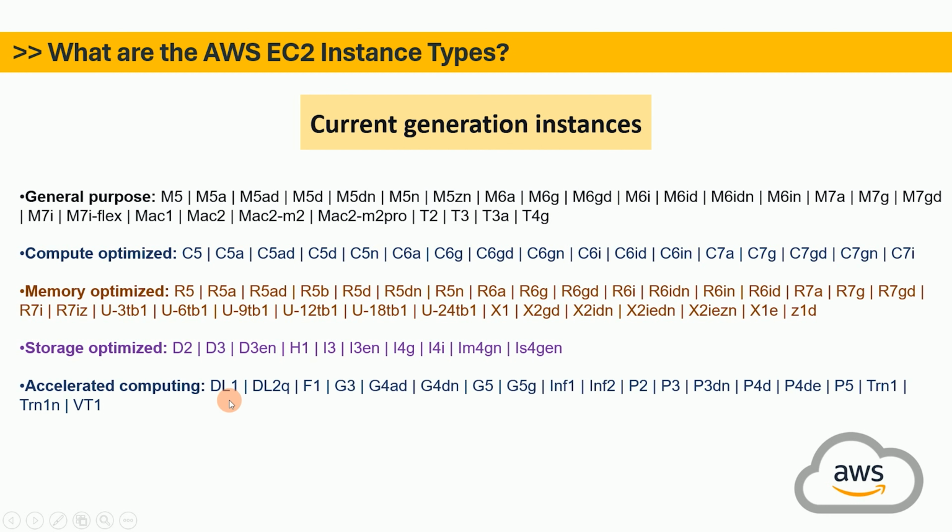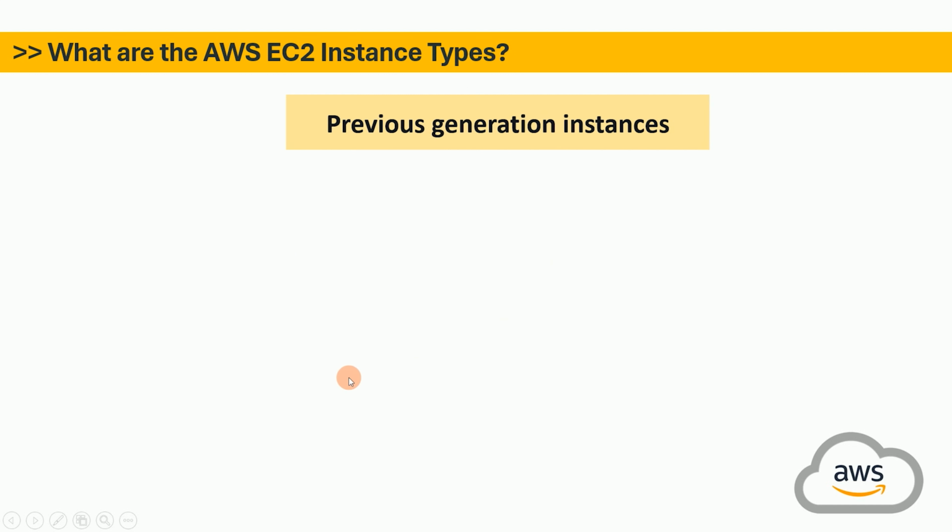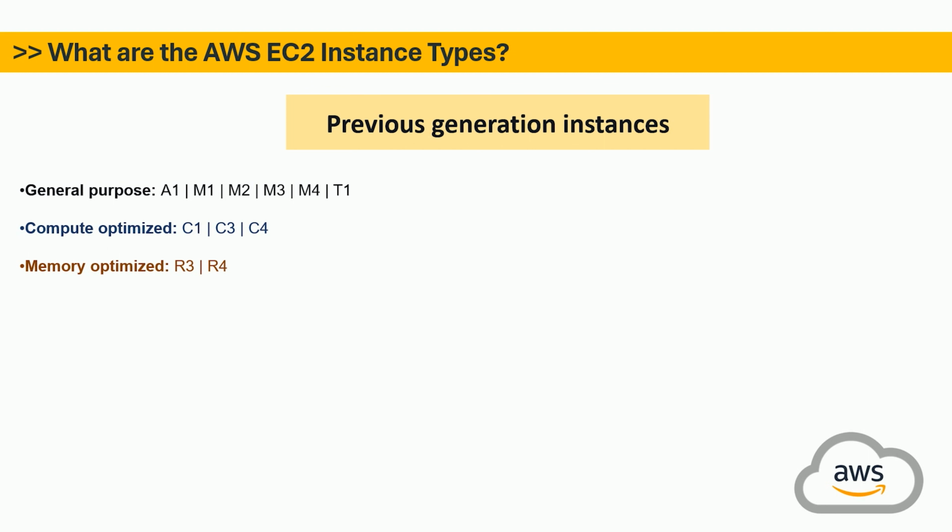Accelerated computing: DL1, DL2Q, F1, G3, G4AD. These are accelerated computing instance types. High performance: HPC6A. And then previous generation instances. So here are general purpose, compute optimized, memory optimized, storage optimized, accelerated computing G2. So these categories, these families are still the same in previous and current generation.